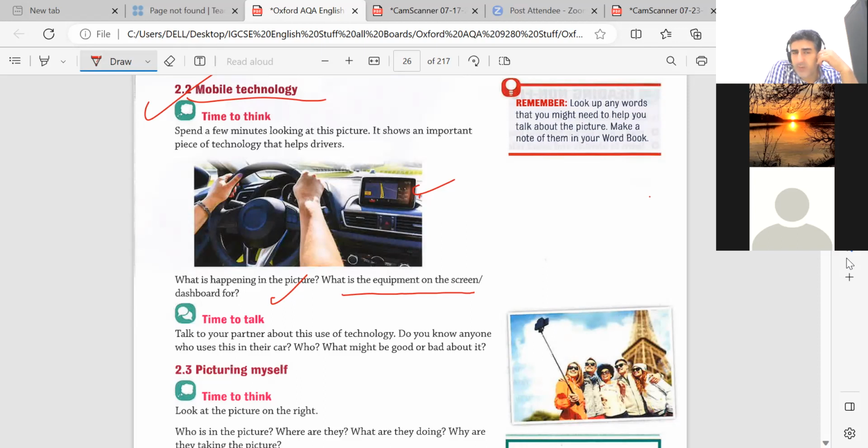Yes, wonderful description, ya Akram. You discussed the actual picture: what the driver is using and what's good and what's bad while using this technique or this mobile technology. Perfect. Thank you very much. What do you think, ya Muhammad? Do you agree with Akram?